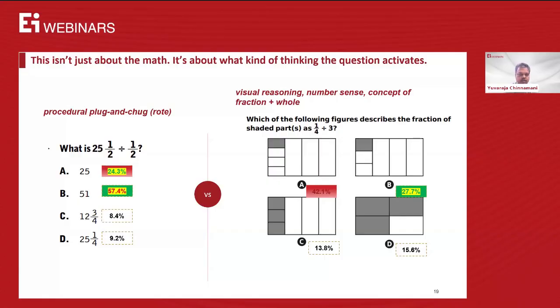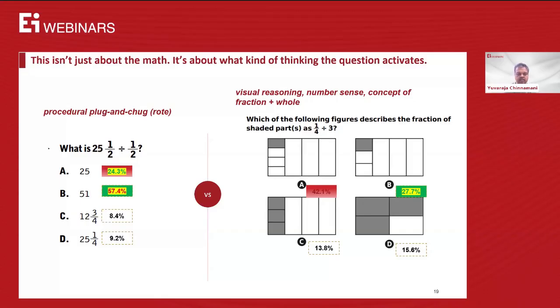This is a straightforward procedural question where students can apply the memorized rule that you multiply by the reciprocal, that is, flip the second fraction and multiply. Now look at the question on the right. Which of the following figures describes the fraction of the shaded parts as 1 by 3 divided by 2? This requires visual reasoning, number sense, and a genuine understanding of what division of fractions actually means.